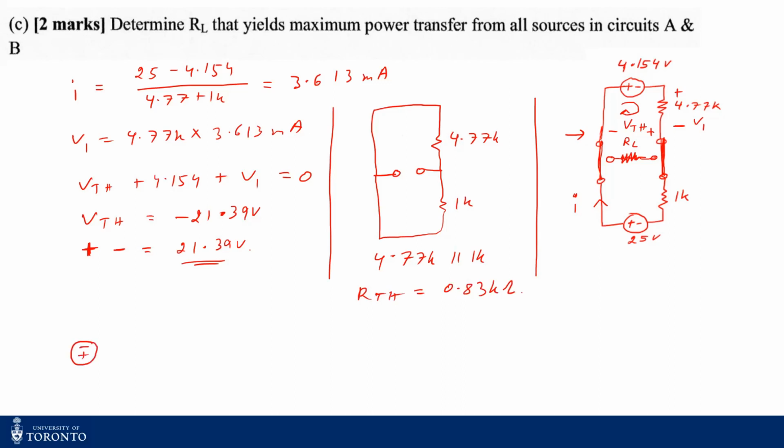So what's my Thevenin circuit? Since I'm assuming positive Thevenin voltage, I reverse my polarity. So that's 21.39 volts, with the positive terminal up, and 0.83 kilo ohms. That's my ultimate Thevenin circuit. So what's my RL for maximum power transfer? For maximum power transfer, your RL has to be equal to RThevenin or RNorton. In this case, it has to be 0.83 kilo ohms, such that you have maximum power transfer to this RL, which is basically 50% of the total power supplied by the source.